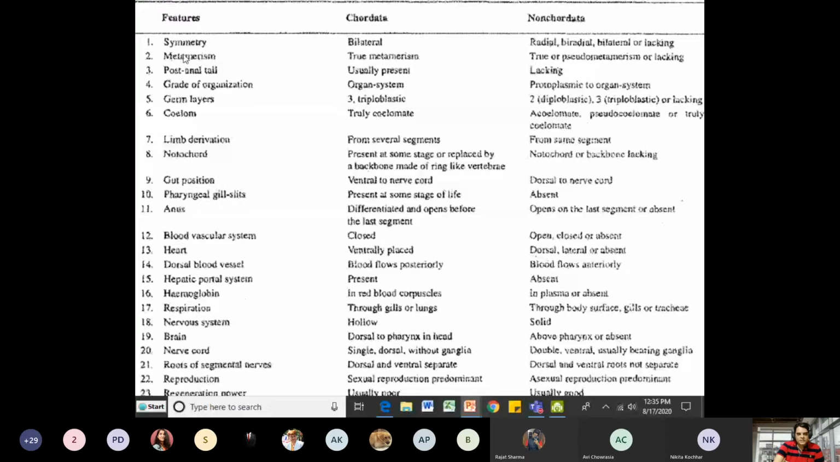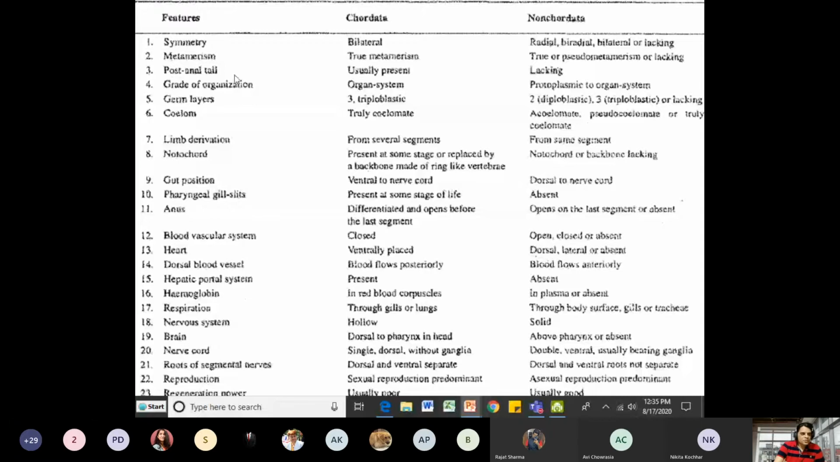Symmetry: we know that chordates are only bilaterally symmetrical, whereas the non-chordates have many other symmetries. You must be remembering, recalling them: radial, biradial, or some of them are lacking symmetry. Talking about metamerism, we know the chordates are truly metamerically segmented, whereas some non-chordates do not show metamerism. That means there is no division of labor. We know that metamerism plays an important role in division of labor.